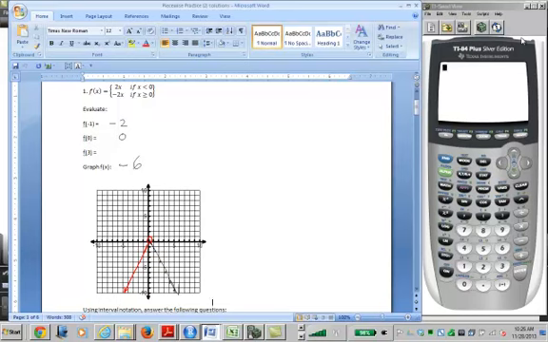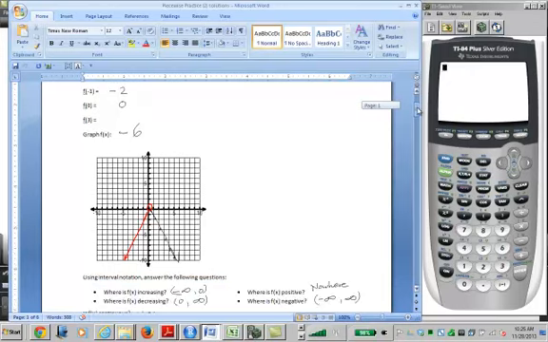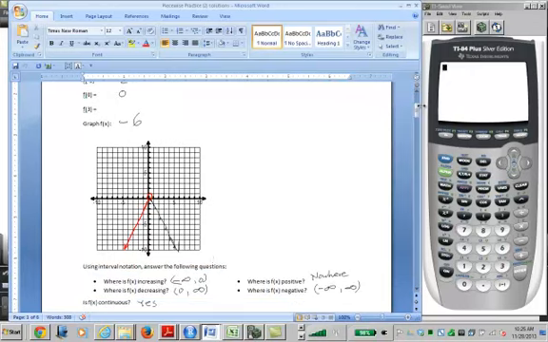All right, now let's answer these questions here. Using interval notation, answer the following questions. Where is f of x increasing? Increasing means a positive slope. Positive slope means as you go from left to right, y is going up. So as x goes from left to right, is y going up?